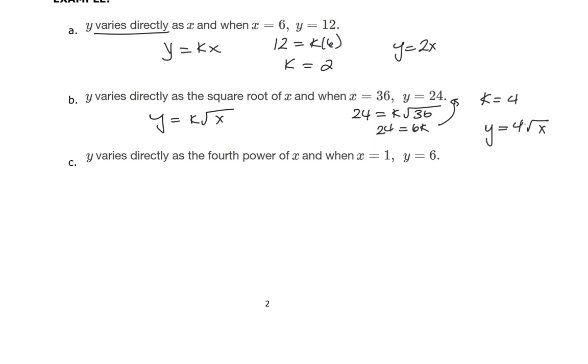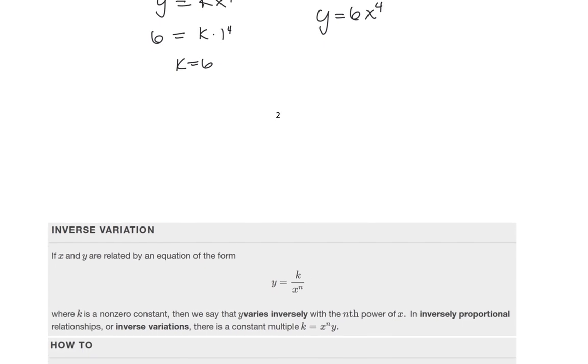Y varies directly as the fourth power of x. When x is 1, y is 6. So y varies directly as kx to the fourth. So when x is 1, y is 6, so 6 is equal to k multiplied by 1 to the fourth, so k is equal to 6. So my equation is y is equal to 6x to the fourth. All right, not too bad.